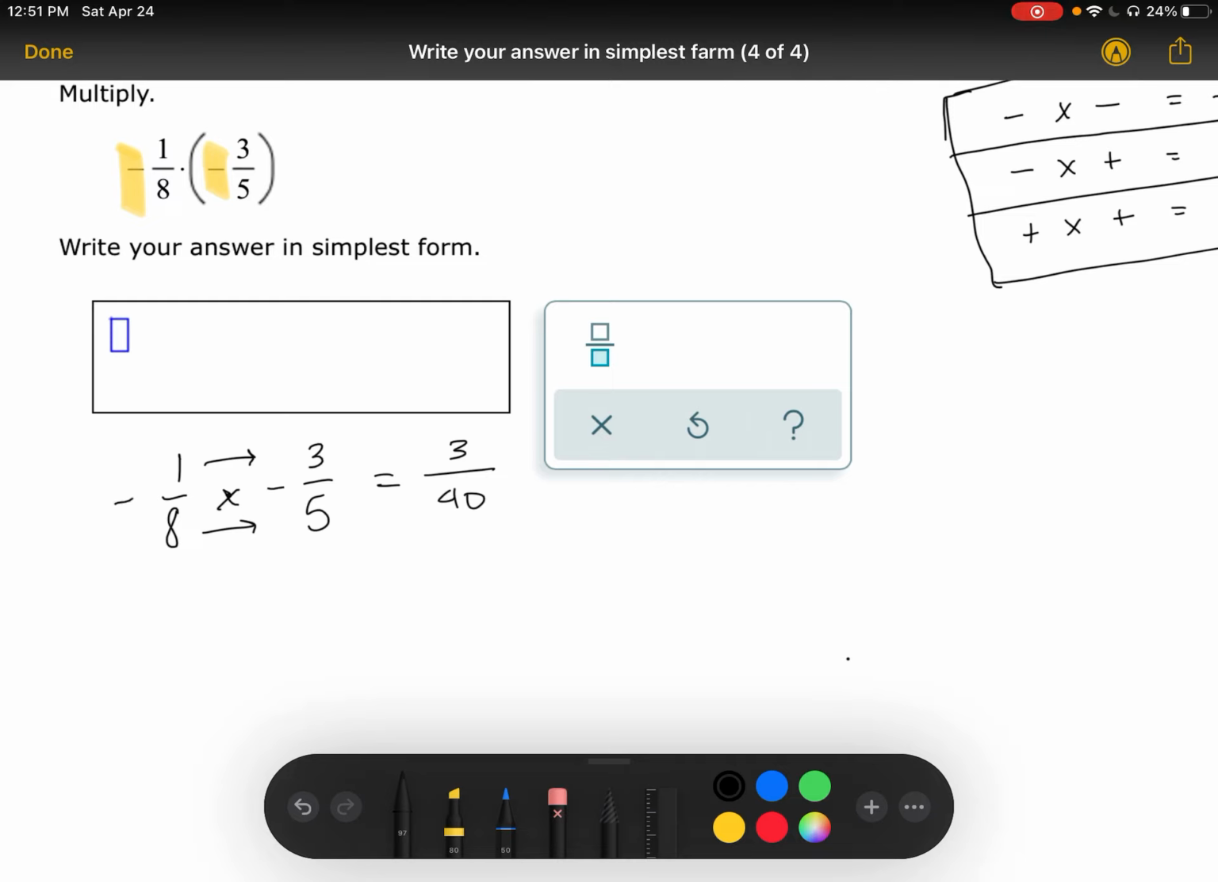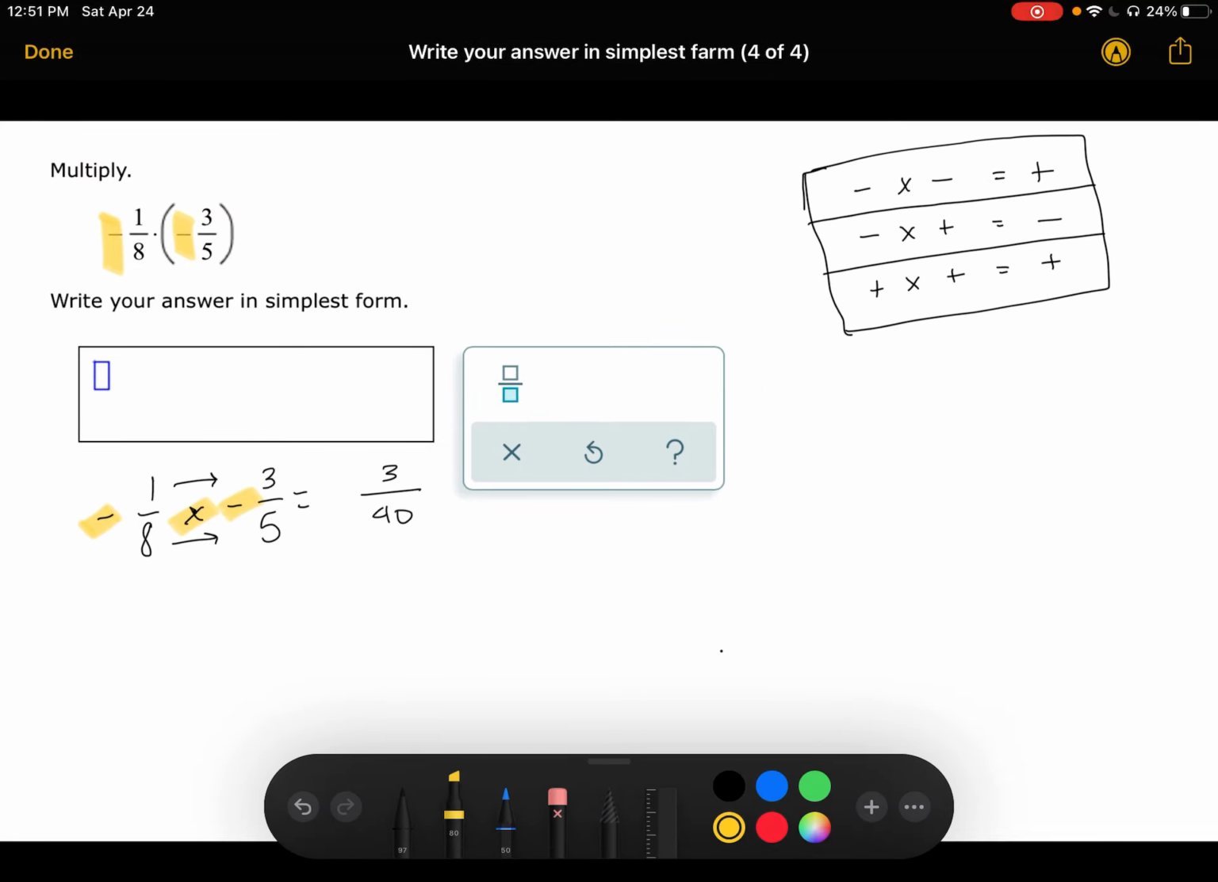But sometimes you guys try to throw all these extra functions in here. So I have negative times a negative. I'm going to go back to my little chart, and I have negative, negative, times, and I have plus. I don't want to have negative times a positive, I have negative times a negative, equals a positive number. So negative times a negative equals a positive number.